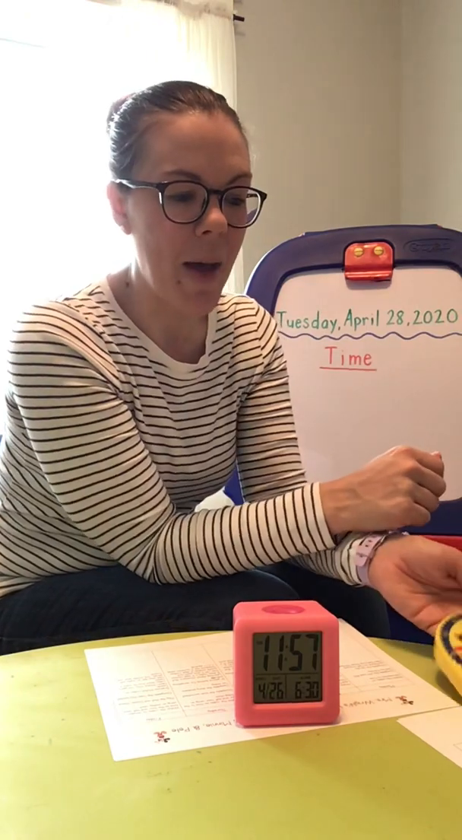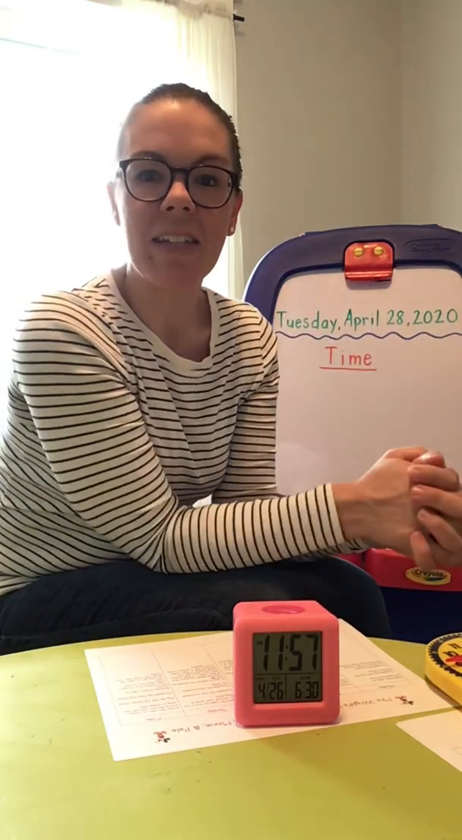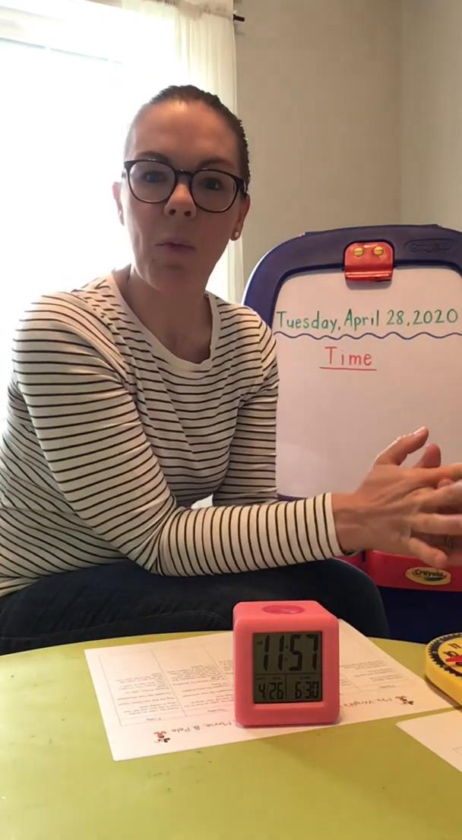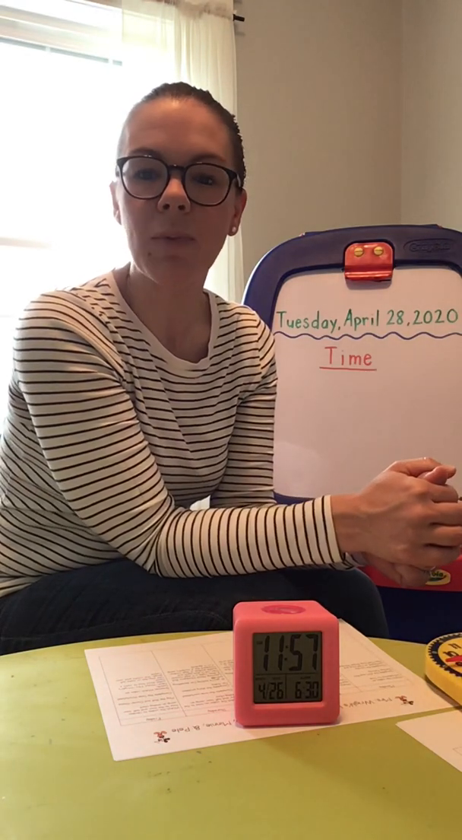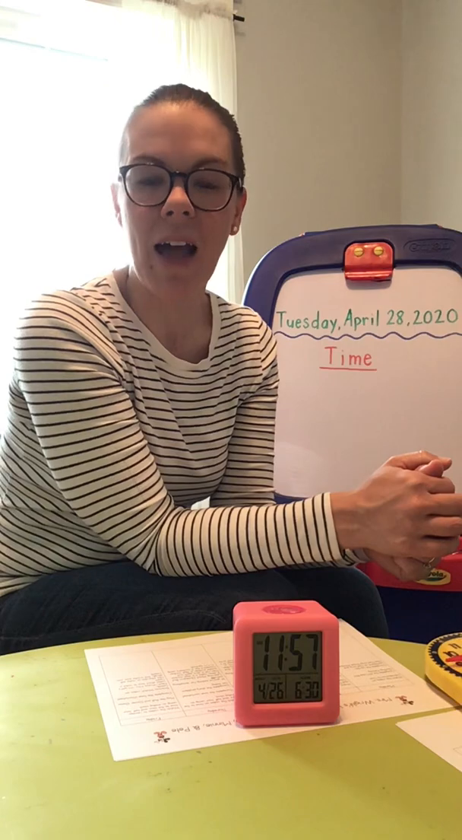You're going to do Splash Learn, and it's an analog clock assignment that will help you practice those hands because they're going to be really important to know as we move on with our time concept.